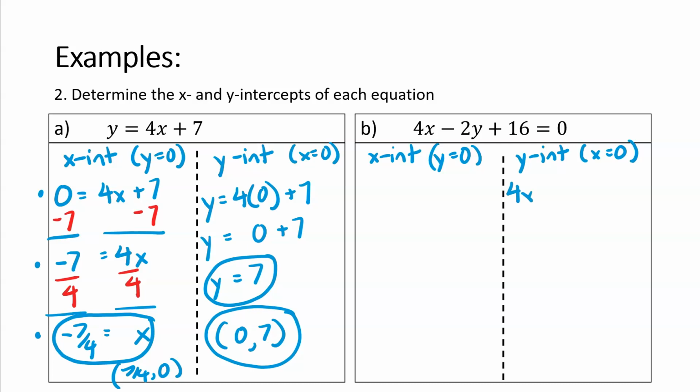Here we'll have 4x, the x value is 0, so 4 times 0 minus 2y plus 16 equals 0. We're solving for the y-intercept, so we want to solve for y, or get y by itself. After the 4 times 0, that's just 0, and we have minus 2y plus 16 equals 0. To go about solving this for y, we can add 2y to both sides.